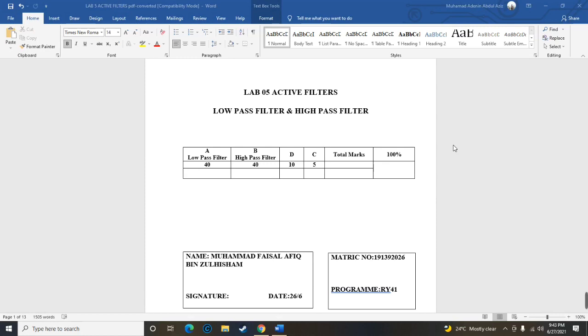Today I will be presenting about Lab 5 active filter. So let's learn about active filter. We have two types of filter, which we call active filter and passive filter. For passive filter, it's just a circuit with inductor and capacitor. It does not require any external power source and it does not use operational amplifier. But for active filter, it consists of resistor and capacitor and also operational amplifier to create the filter. So today we will be looking at low pass filter and high pass filter.